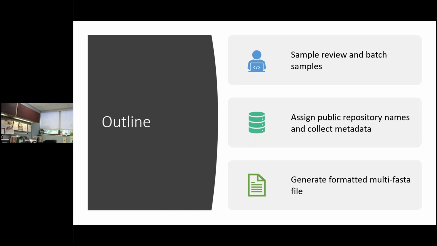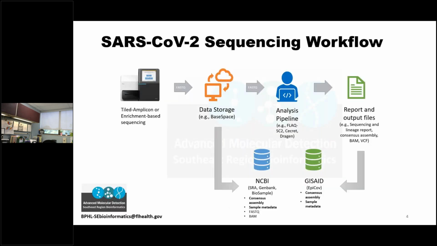For today, just an outline: we're going to go through how to review your samples and batch those samples for submission. We'll talk about strategies, what's recommended, how to submit and how often, and how to assign your public repository names to your samples, because they all have to be renamed to a particular format. We'll also cover recommendations on how to organize your metadata, and then how to use HiPerGator to generate your formatted multi-FASTA files.